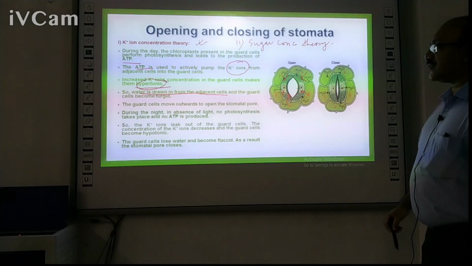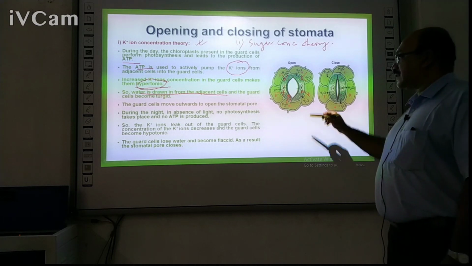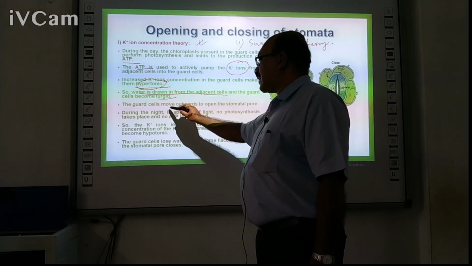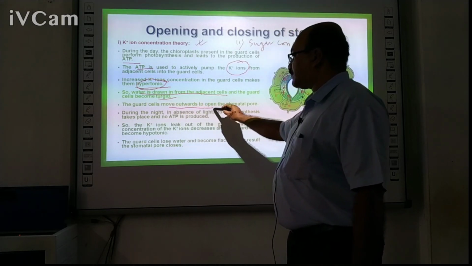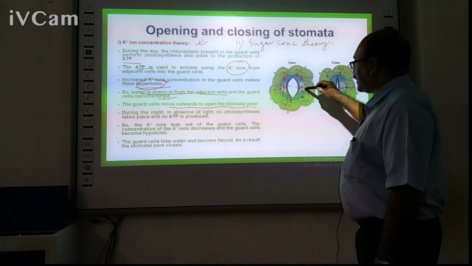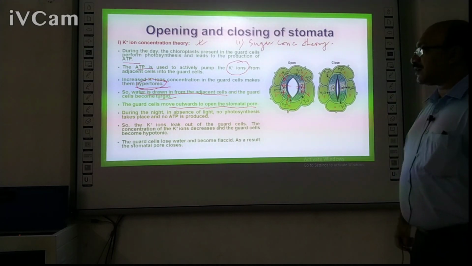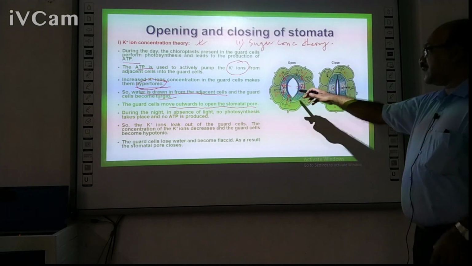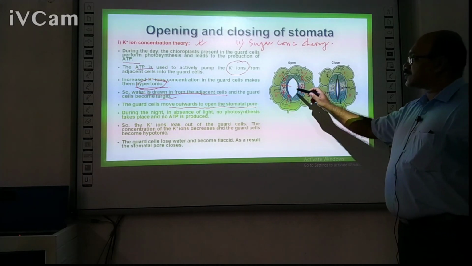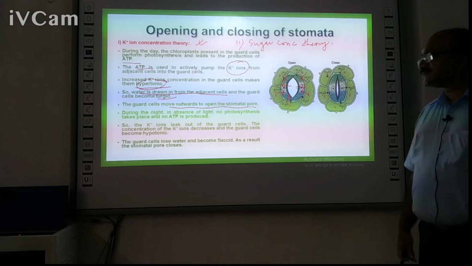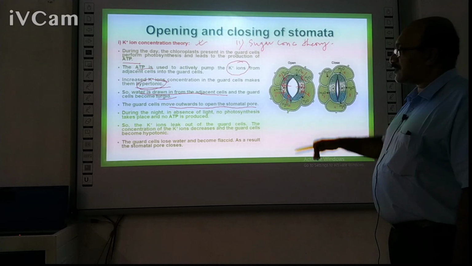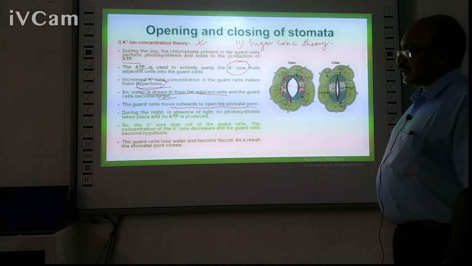they become turgid. So, as the guard cells become turgid, what happens? The guard cells expand or swell up, and so the inner walls move away from each other and the stomata opens. The gap between the walls is created and the stomata opens. So, that is how the stomata opens during the daytime.